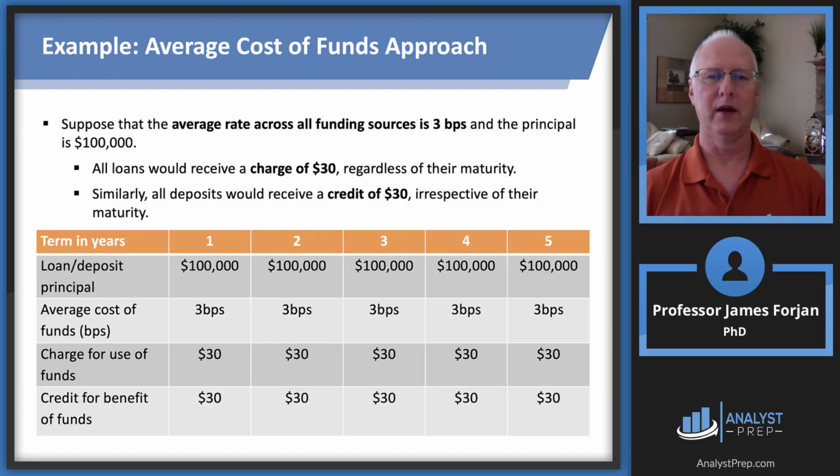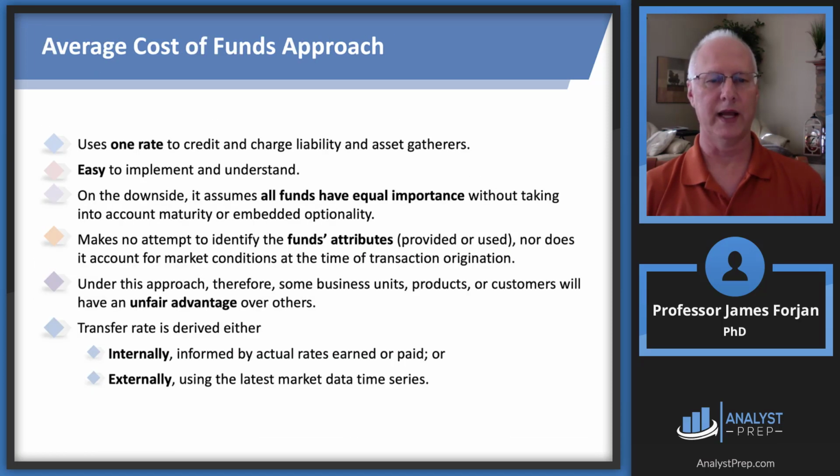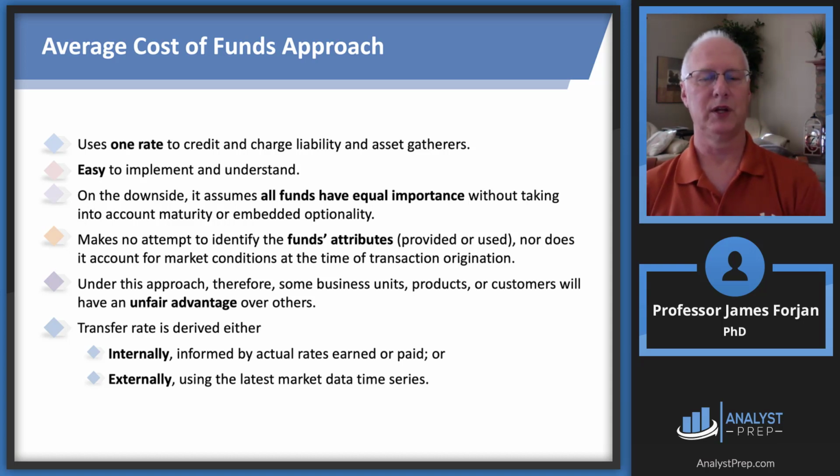Yeah, let's go back here and let me make a comment about that. Average rate across all funding sources is 3 basis points. So if I even go back further, if I'm using this external, even though it's using the latest market data time series, that's still historical, right? And internally, we might be able to determine this from actual rates, going out on one side of the balance sheet or coming in on another side of the balance sheet. But that probably has lots of historical context.